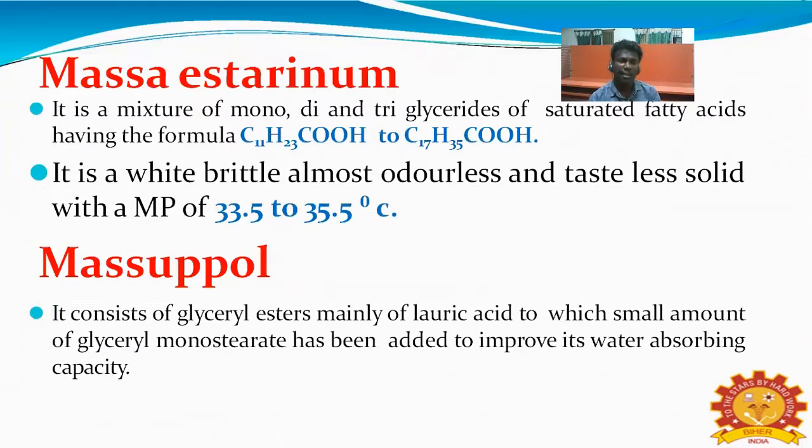Massa Estarinum. It is a mixture of mono-, di-, and triglycerides of saturated fatty acids having the formula C11H23COOH plus 2 C17H35COOH. It is a white, brittle, almost odorless, tasteless solid with a melting point of 33 to 33.5 centigrade. Massuppol consists of glycerin ester, mainly of lauric acid, to which a small amount of glyceryl monostearate has been added to improve the water absorbing capacity.